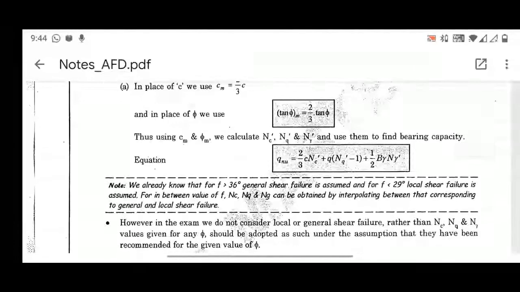Now, we already know that for an angle of internal friction greater than 36 degrees, general shear failure is assumed, right? So we are all aware of this fact. When we have an angle of internal friction greater than 36, we have general shear failure.